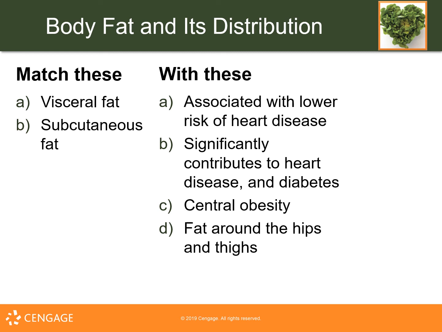I encourage you to pause the presentation momentarily and see if you can match these. The column on the left, visceral fat and subcutaneous fat, each match with 2 on the right. So A, visceral fat, matches with B, significantly contributes to heart disease and diabetes, as well as C, central obesity. B, subcutaneous fat, matches with A, associated with lower risk of heart disease, and then D, fat around the hips and thighs.